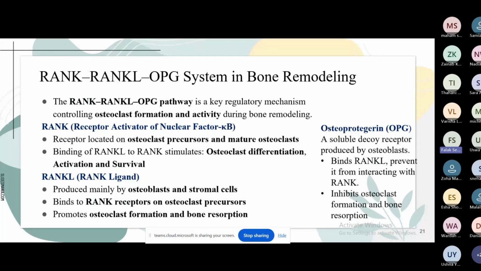You will also find other terms, for example, the RANK, RANKL and OPG system in bone remodeling. Although you will not be asked directly in physiology, it's very important that you know the basic molecular things. So what are RANK and RANKL? The RANKL and OPG pathway is the key regulatory mechanism responsible for controlling osteoclast formation and activity during bone remodeling. First we are going to discuss RANK. RANK is the abbreviation of receptor activator of nuclear factor kappa B.